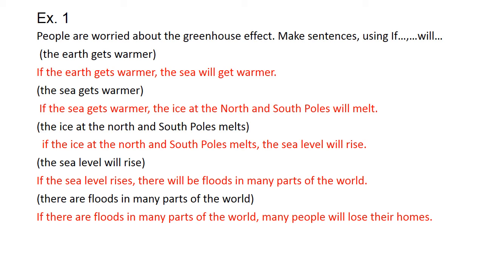The ice at the north and south poles melts. I should say, if the ice at the north and south poles melts, the sea level will rise. If the sea level rises, there will be floods in many parts of the world. If there are floods in many parts of the world, many people will lose their homes.